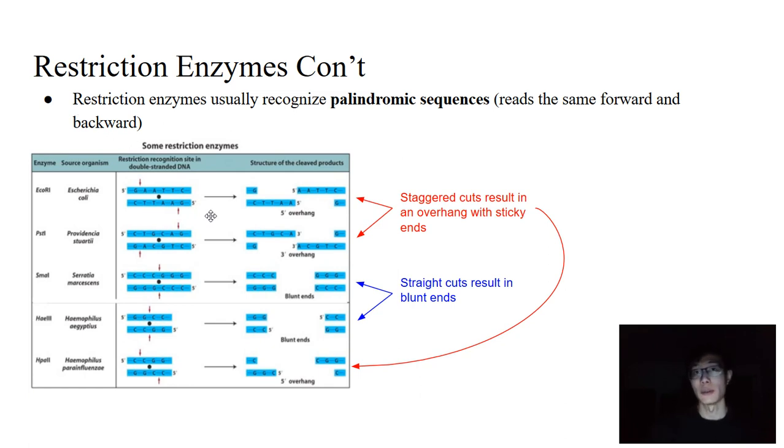When it comes to the actual cut itself, the restriction enzyme, depending on the type, will make different types of cuts. Some restriction enzymes make staggered cuts that result in an overhang with sticky ends. In addition, certain enzymes cut with blunt ends, where you're just slicing it down the middle and there aren't any overhangs. So some enzymes make these straight ends, and others make those staggered ends. Just two main differences.